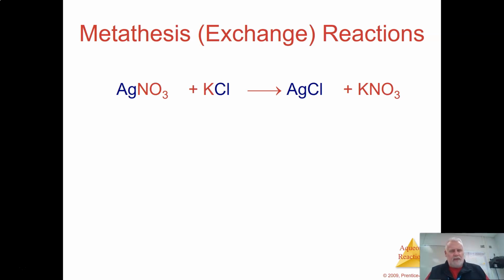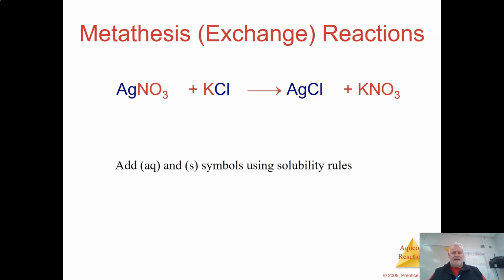There's no loss or gain of electrons. So what you have to be able to do one of these reactions is add an AQ or an S symbol. So each one of these is either aqueous, meaning it dissolves in water, or it's a solid, meaning it doesn't dissolve in water. So how do we know that? How do we know what dissolves in water and what does not? Well, that is on the back of your yellow sheet.